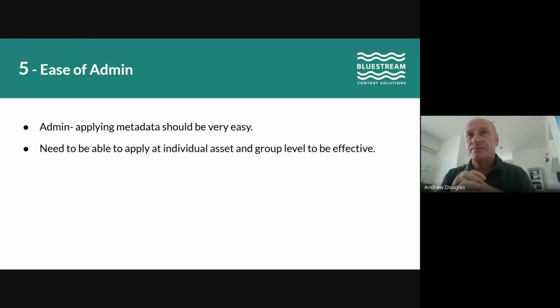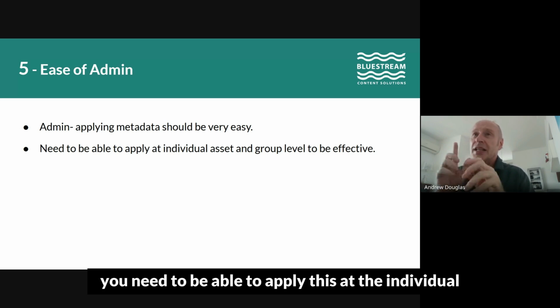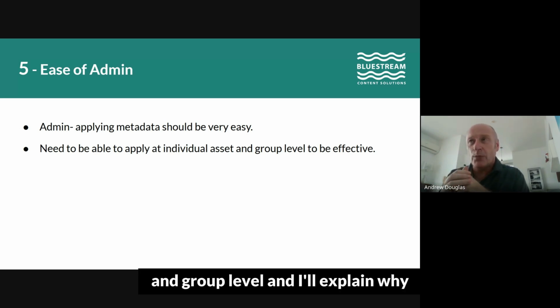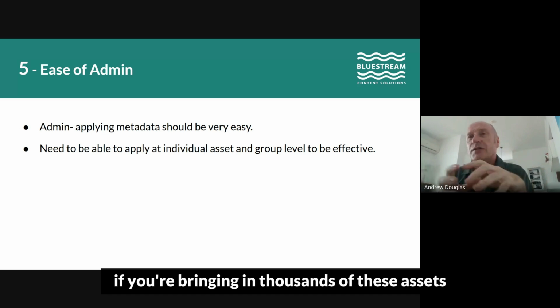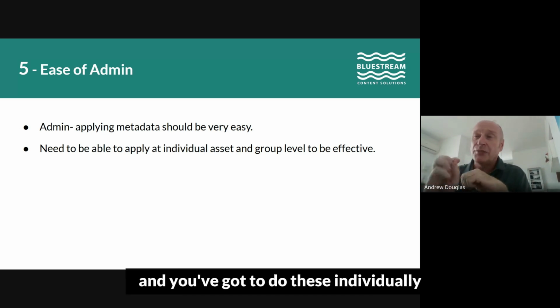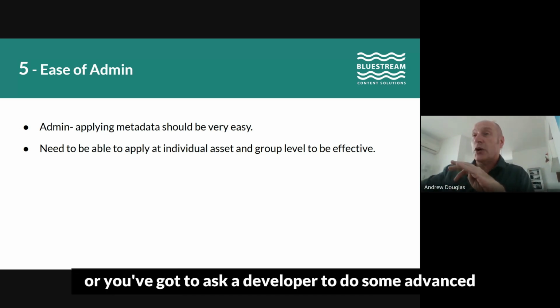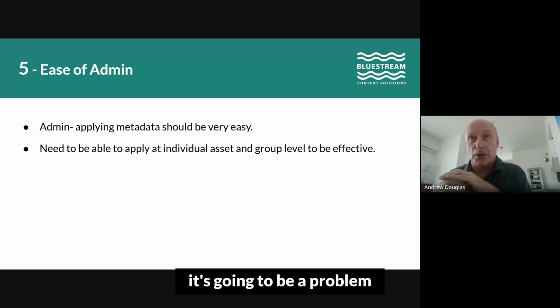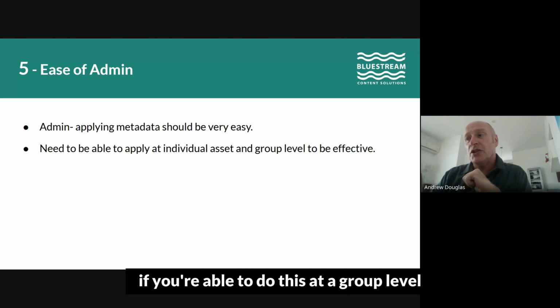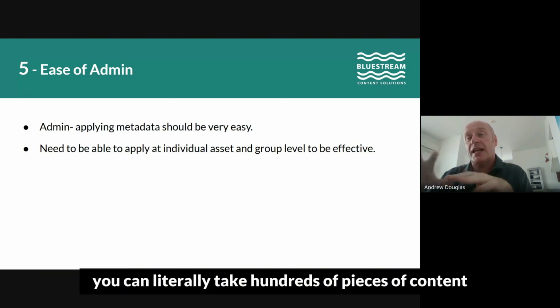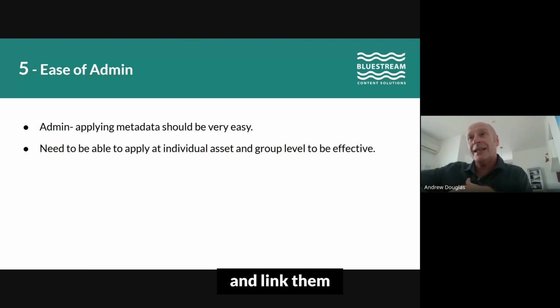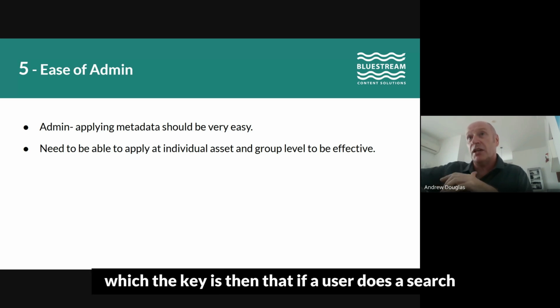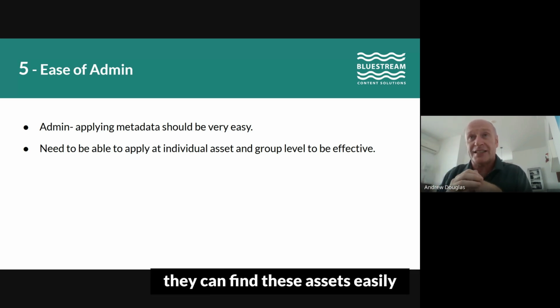Next piece. You need to be able to apply this at the individual and group level, and I'll explain why. If you're bringing in thousands of these assets from disparate systems and you've got to do these individually, or you've got to ask a developer to do some advanced script to put this metadata on, it's going to be a problem. If you're able to do this at a group level, you can literally take hundreds of pieces of content and link them, which the key is then that if a user does a search, they can find these assets easily.